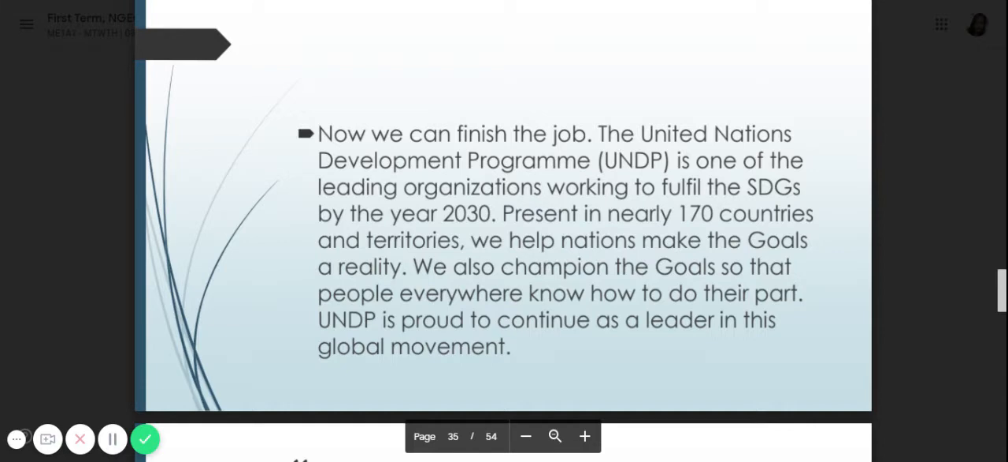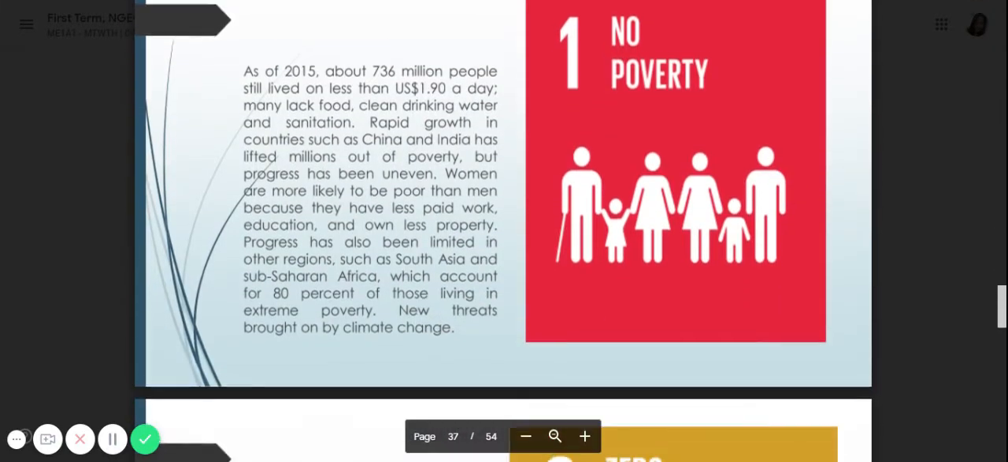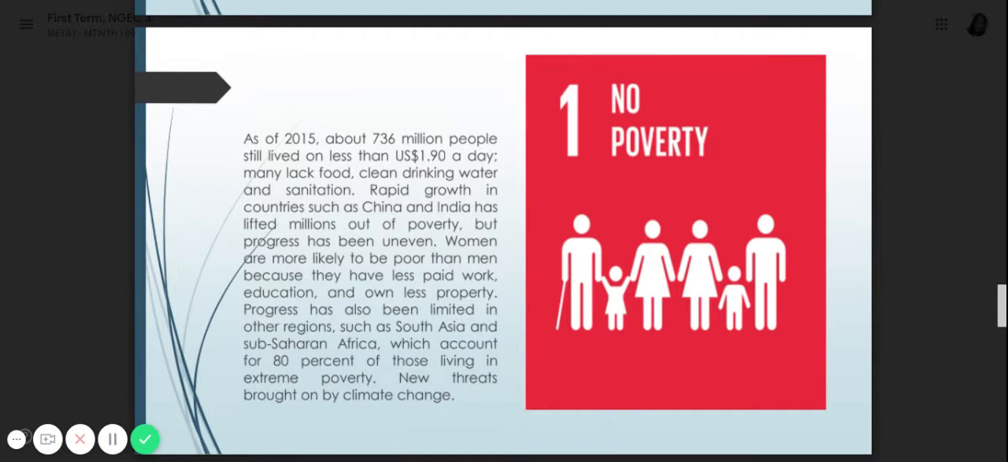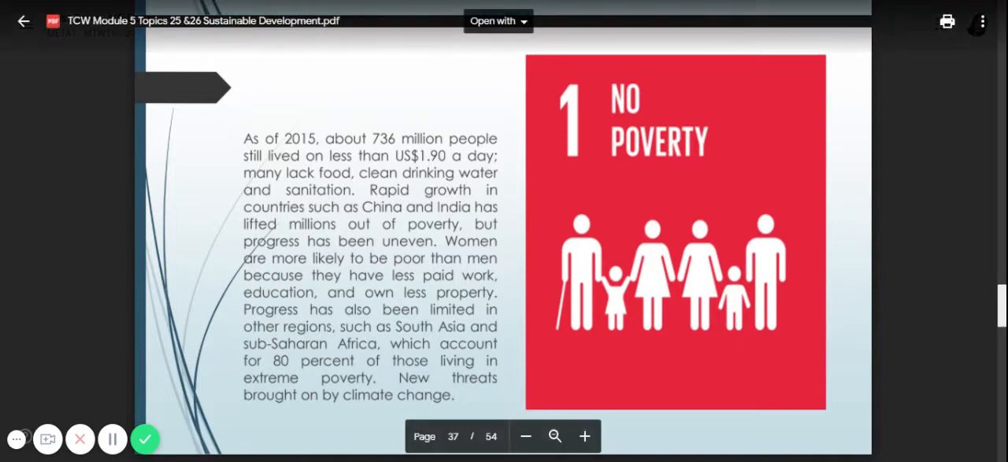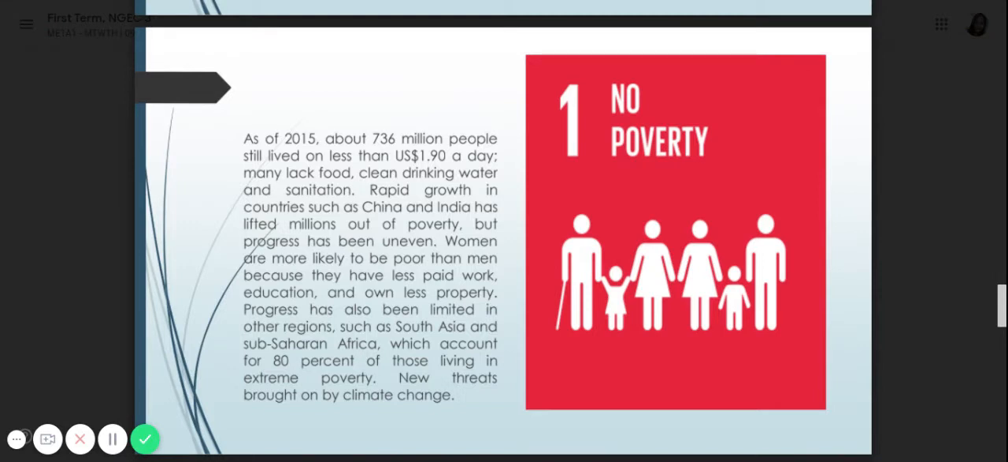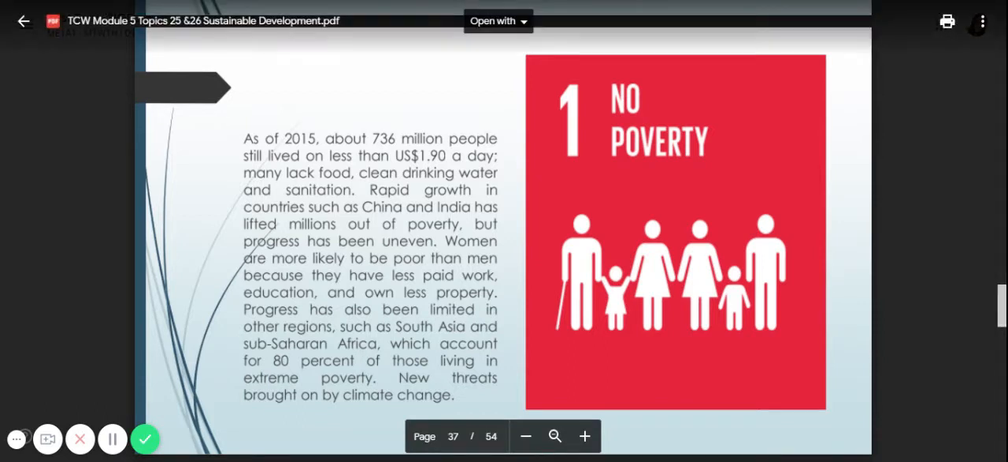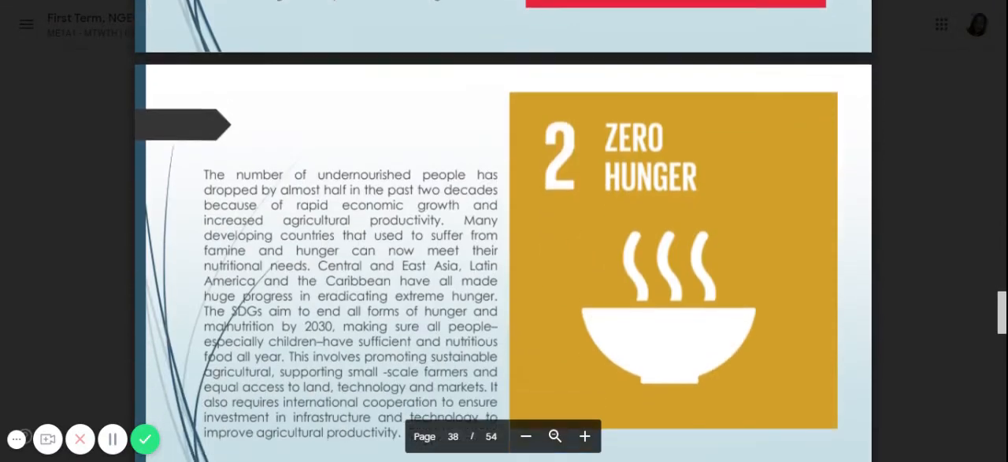So we have now the 17 goals. One of them is no poverty. Along with it, the rapid growth in countries such as China and India has lifted millions out of poverty, but progress has been uneven. Women are more likely to be poor than men because they have less paid work, education, and own less property. The progress has been limited in other regions of South Asia and sub-Saharan Africa, which account for 80% of those living in extreme poverty. So this is one of the goals. Number one goal, no poverty.